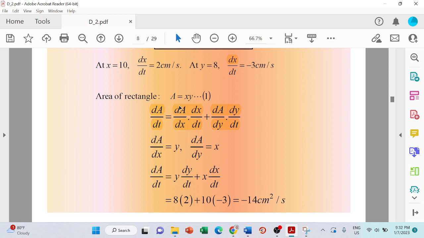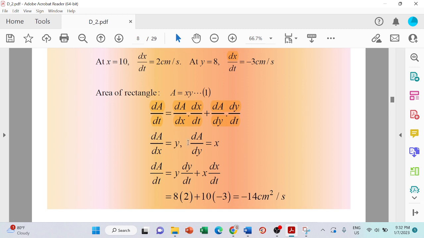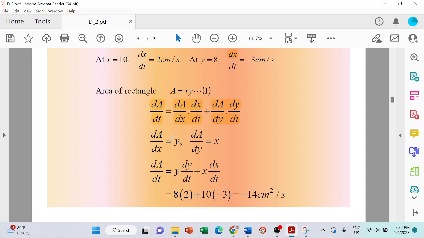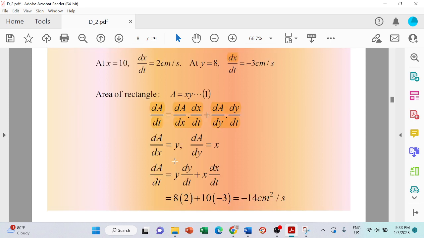Okay, so tadi sini kita dapat DA DX dapat Y, DA DY kita dapat X. So DX DT dengan DY DT tadi kita dah ada value from the information. Okay, so kita masukkan this part yang kita differentiate tadi, masuk dalam this equation yang medium highlight warna kuning ni. So basically sini kita akan dapat DA DT. Okay, yang bawah ni adalah after the gantian. After gantian kita dapat bawah ni.